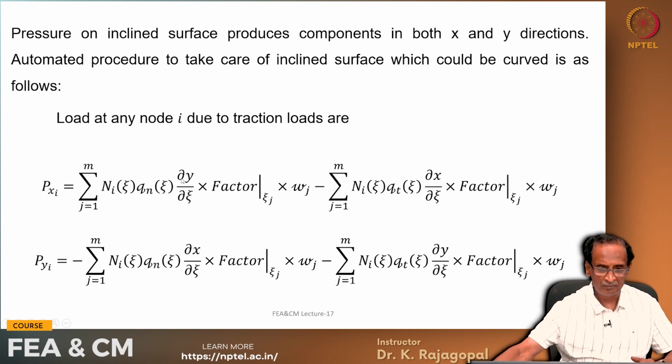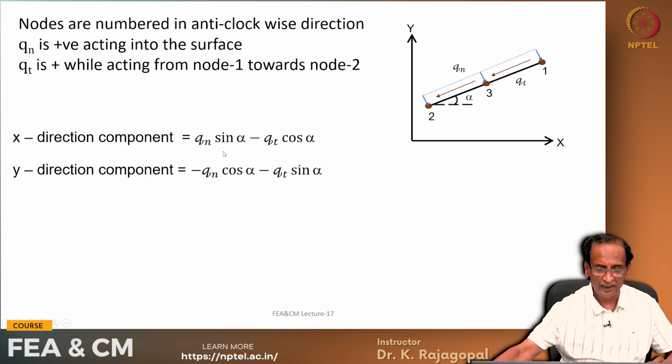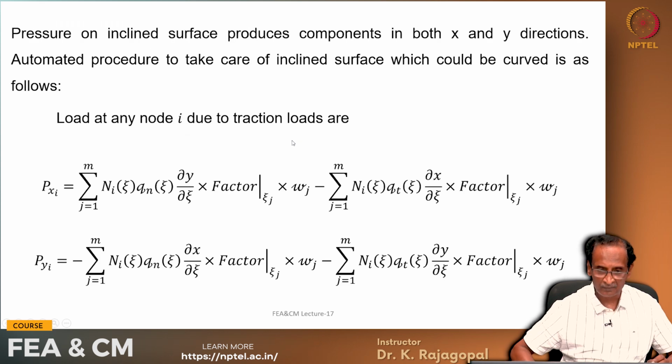So we can write, using our derivatives of x and y with respect to xi, this is our x component, this minus this: Qn sine alpha minus Qt cosine alpha. Sine alpha is with the ∂y/∂ξ term, and cosine alpha is with the ∂x/∂ξ term. And similarly Py is minus of this cosine alpha term and minus of this sine alpha term, with the Qn and Qt.